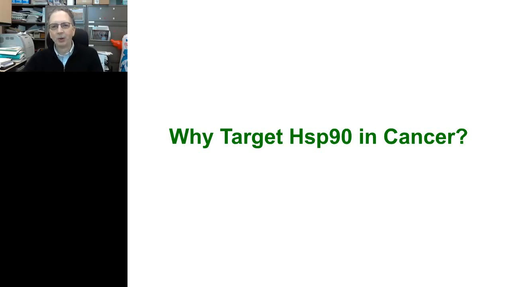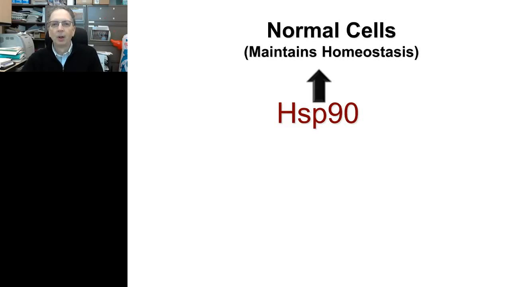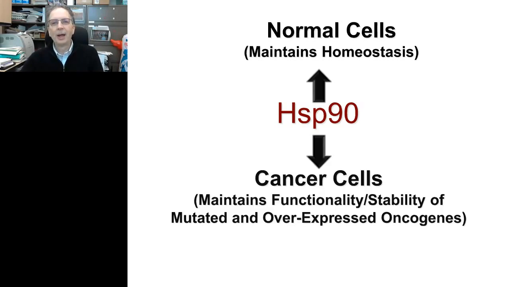So the obvious question: why target a housekeeping protein like HSP90 in cancer? As I said, in normal cells, HSP90 is part of the proteostasis network that helps to maintain homeostasis. Cancer cells have utilized the proteostasis network of proteins, including HSP90, to maintain the function and stability of mutated and overexpressed genes, many of which are oncogenes.